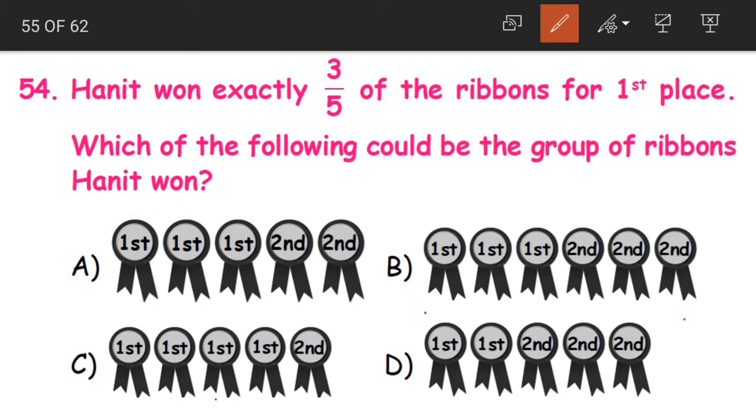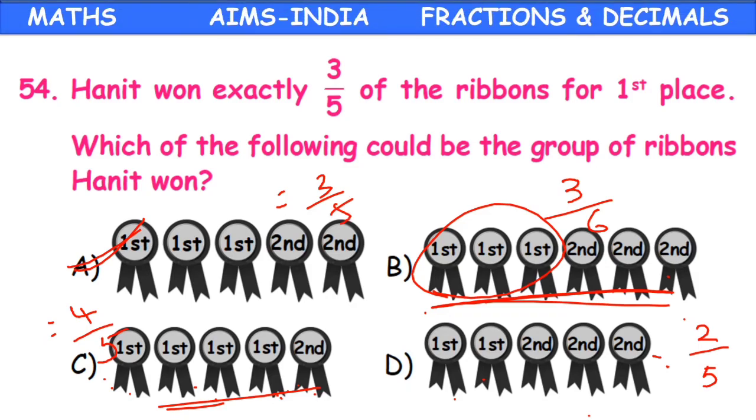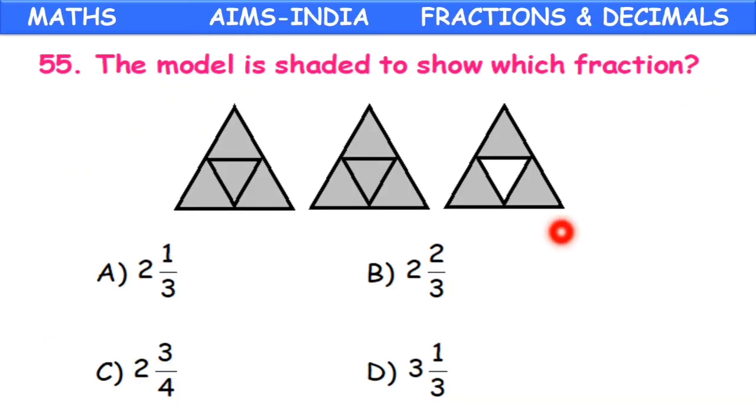If we look at options B, C and D, even in option B we are having 3 first prize ribbons, but the total number of ribbons here is 6. So it's not correct. Again, coming to option C, here 4 ribbons are for first prize out of a total of 5. This represents 4 by 5, and option D here is representing the fraction 2 by 5. So only option A is equal to 3 by 5. That is why it is our correct answer.